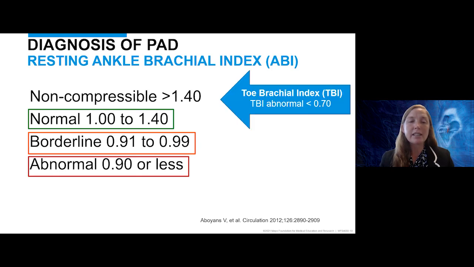I also want to highlight for this ABI that's quite high, greater than 1.4, these are non-compressible vessels. And oftentimes there is atherosclerosis or calcification there. And so the toe brachial index, if we're measuring that Doppler systolic pressure down at the toe, that is not going to be as affected by calcification in vessels. And so you still can look at a toe brachial index. If it's less than 0.7, that is considered abnormal.